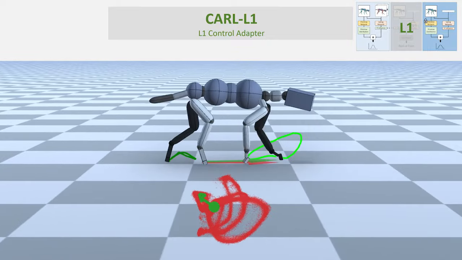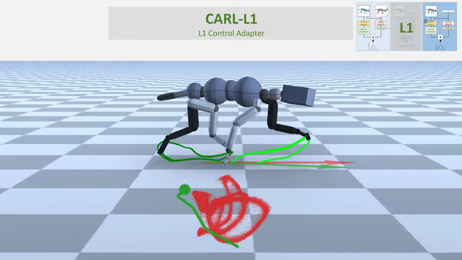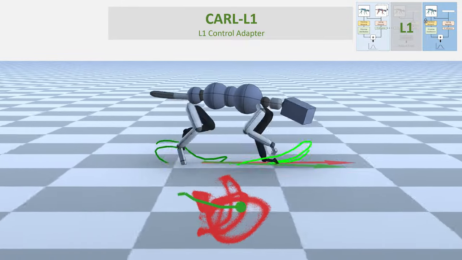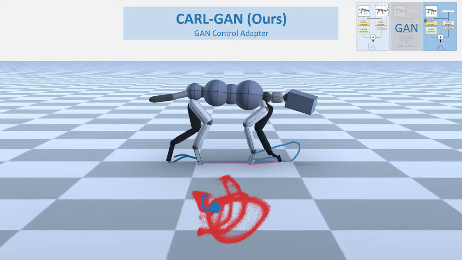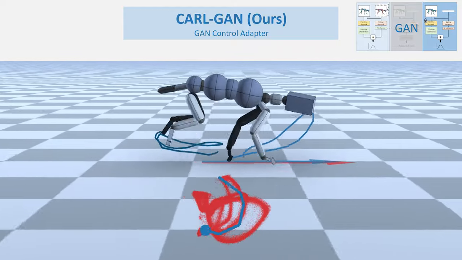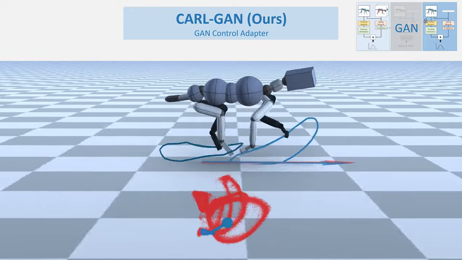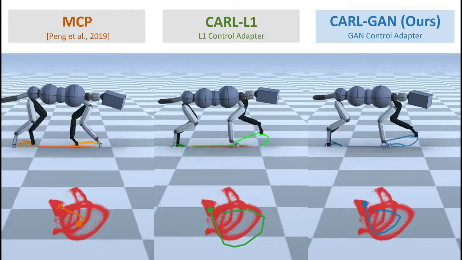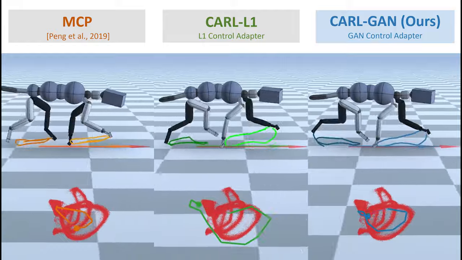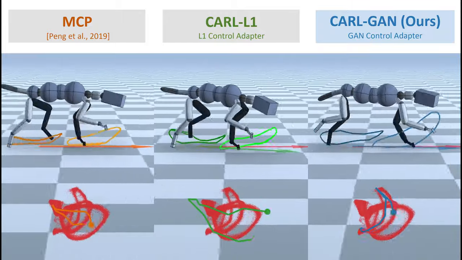Adding a control adapter by minimizing the standard L1 distance to adopt user control leads to a better estimation of both motion range and action distribution. However, the agent still performs a trot at a faster speed instead of a canter. Replacing L1 with GAN, our agent preserves the natural action distribution learned from the imitation learning. The wider movement range and similar action distribution show that our agent successfully adopts user control. Using the GAN control adapter, our agent produces movements within the natural action distribution. This is visually shown by our agent automatically switching from trot to canter when the target speed gets higher.